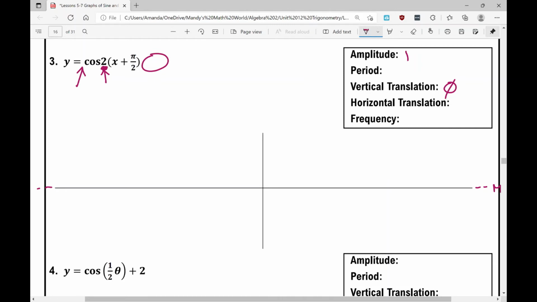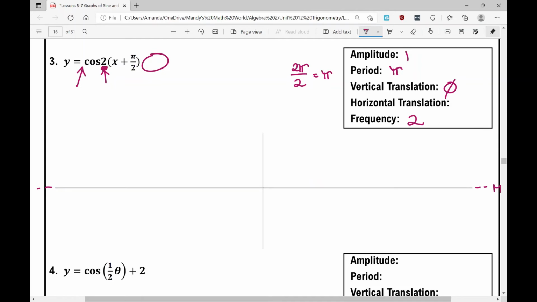What does our b value represent? Period or frequency? It's the frequency. It's 2. How do we find the period from that value? We take 2 pi, and we divide it by that b value, which is just pi. So our period is the same as the previous example.